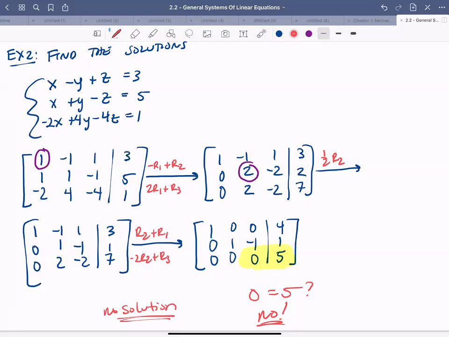Now I'll show you something else. What happens if we get to the end and it's 0 equals 0 at the bottom? What does that mean? That means you have something called infinitely many solutions. So if you have 0 equals 0, then you have infinitely many solutions. I'm going to show you a problem where you have infinitely many solutions.